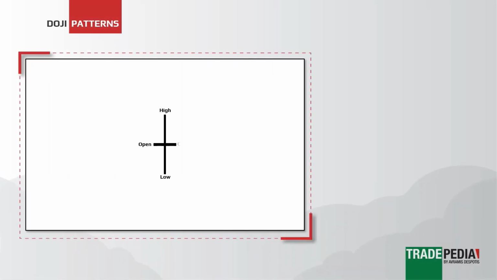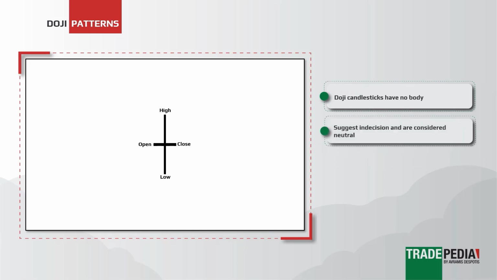A well-known type of candle is the doji candlestick. Dojis have no body, because they have the same or almost same open and close price. They generally suggest indecision or a struggle between buyers and sellers, and therefore are considered neutral patterns. Any bullish or bearish bias depends on the prior trend, with confirmation coming from the candle after the doji.